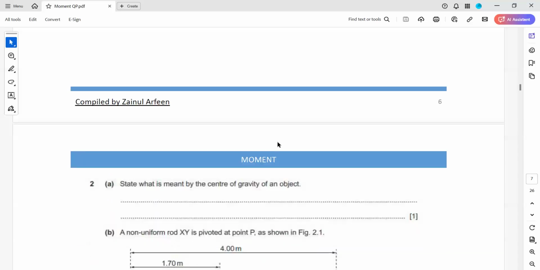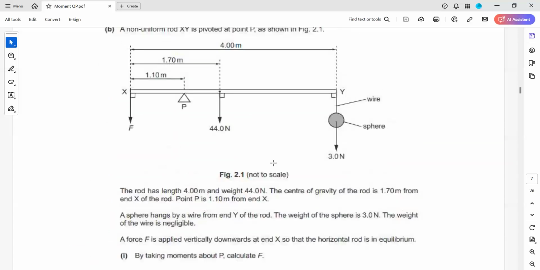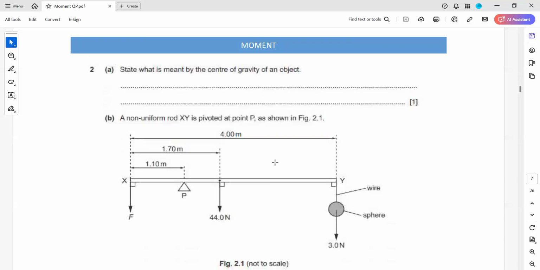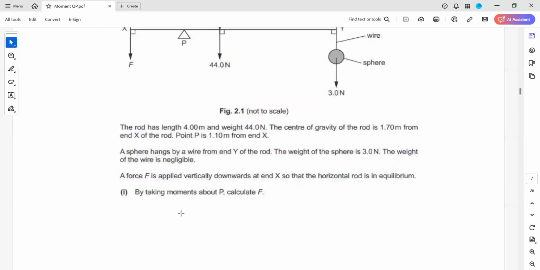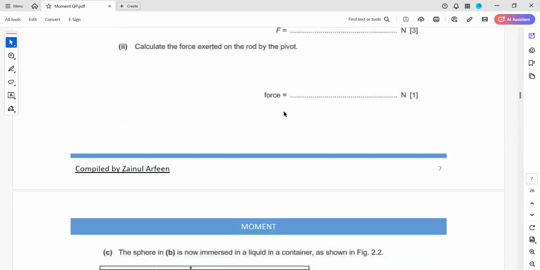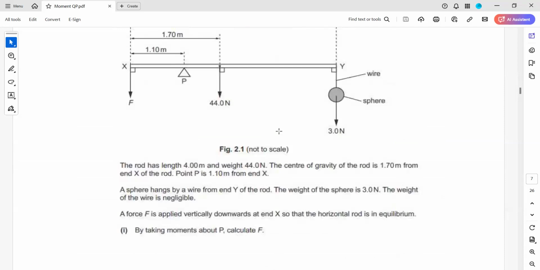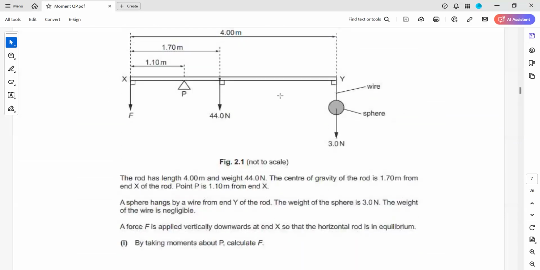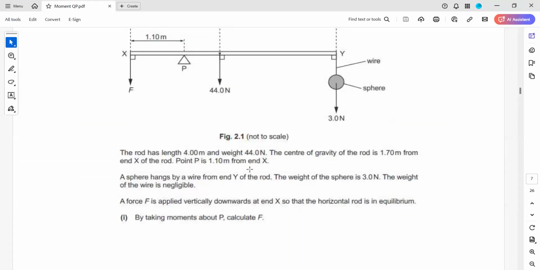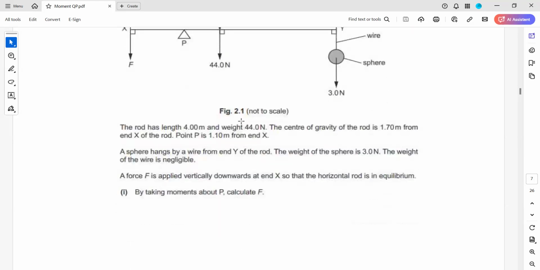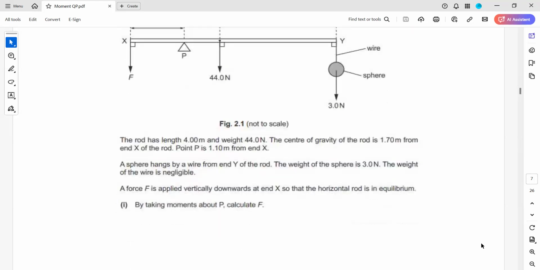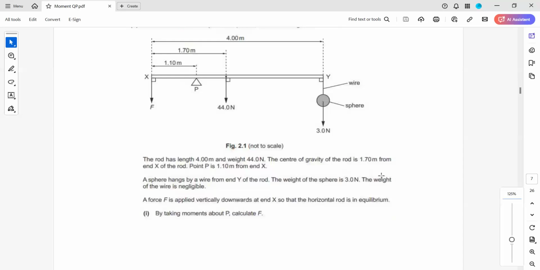Next is page, this was part E. Then page 7, any doubt? Page number 7, part B. This part B, a uniform rod is there. A rod has a length of 4 meters and 44 Newton. By taking the moment about P, so P is the point of rotation or a pivot, calculate F.